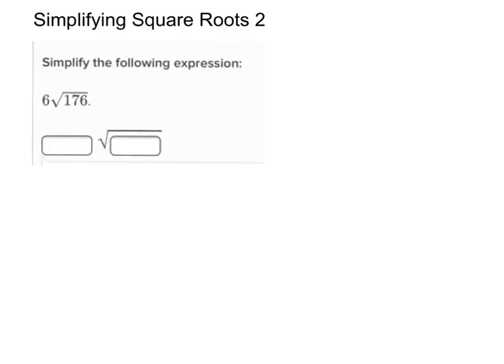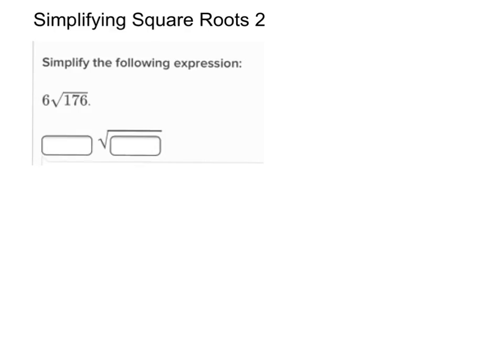Okay, so what we want to do today is simplify square roots. This video is meant to correspond with the Khan Academy activity, Simplifying Square Roots 2. What we want to do is take 6 times the square root of 176 and simplify it. So let's work to do that.